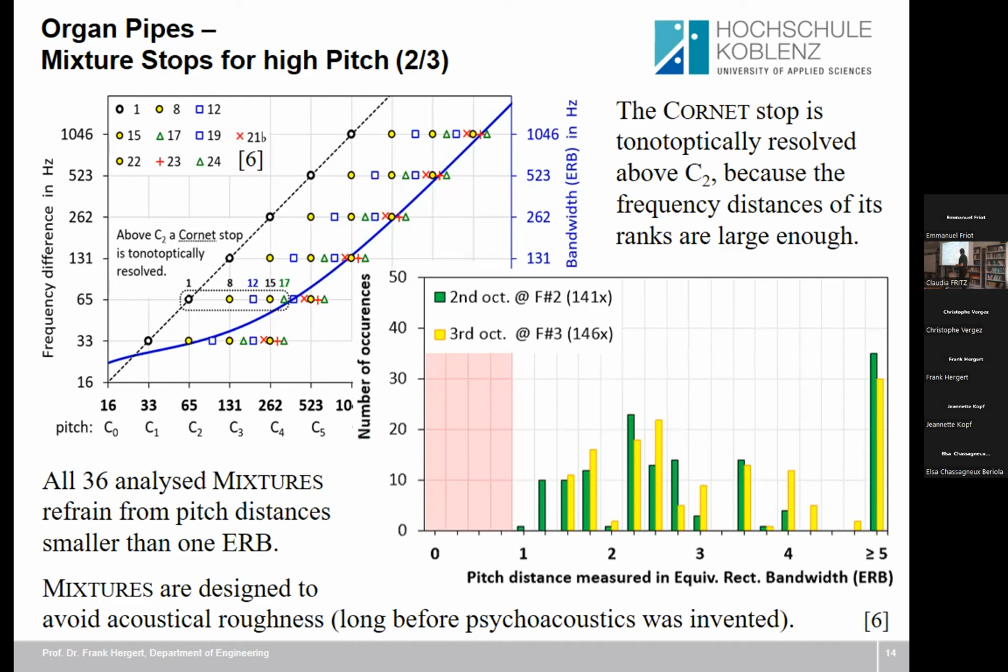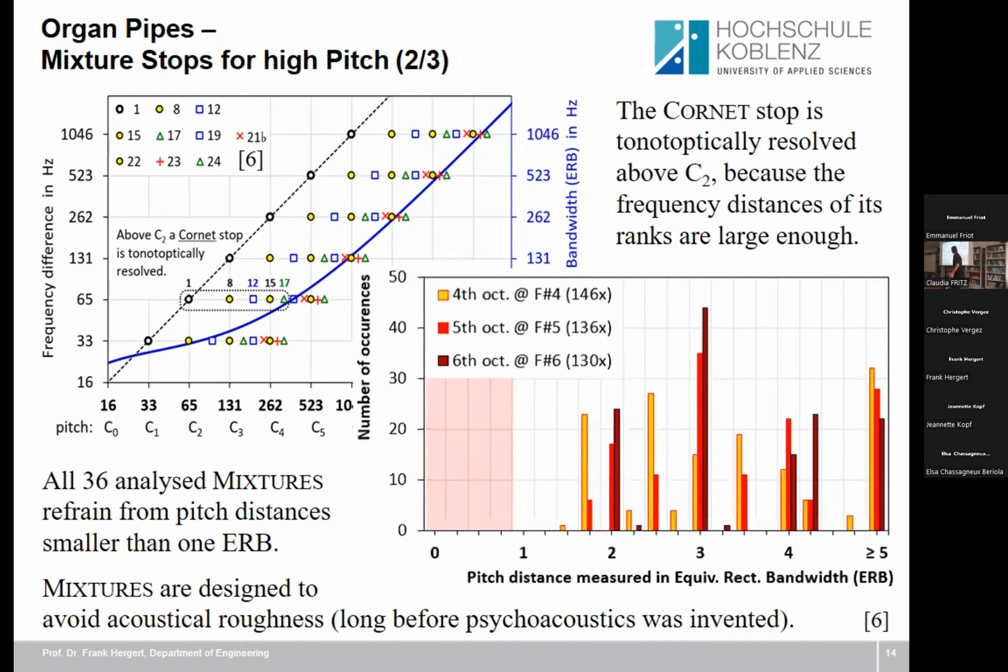And if I analyze them in the 2nd and 3rd octave, these are the 2 lower octaves on the keyboard, I see there is no distance lower than 1 ERB. So they are all designed in a way, or composed in a way, that they do not generate acoustic roughness. If we go to the 4th, 5th, and 6th octaves, it's the same.